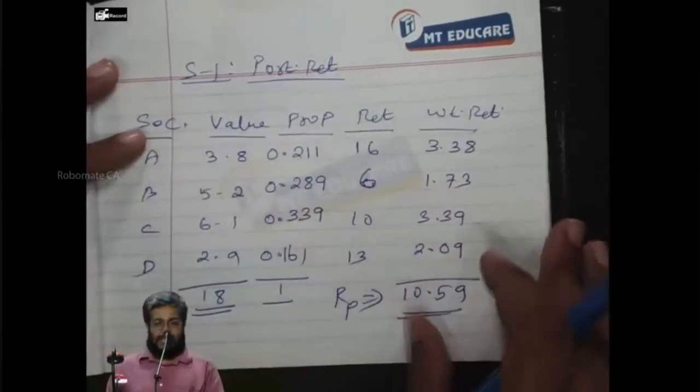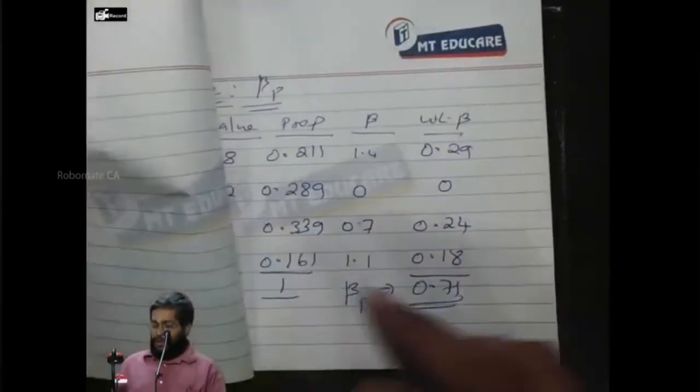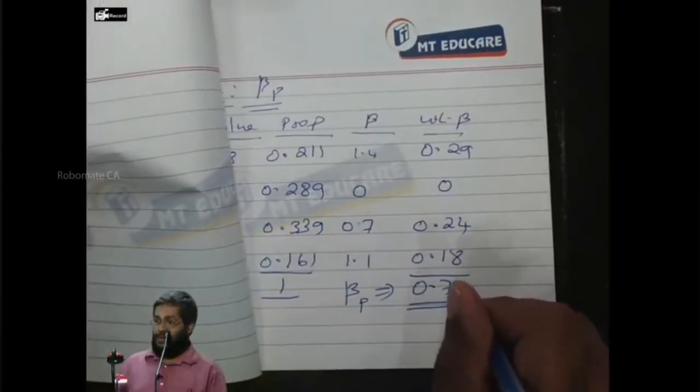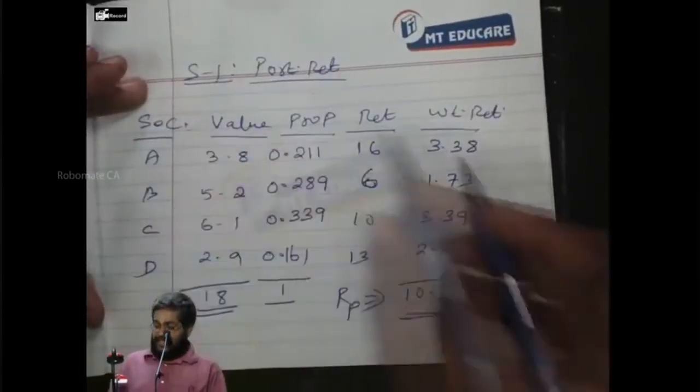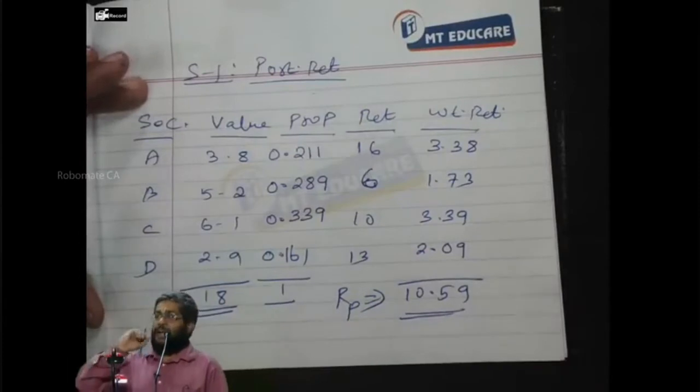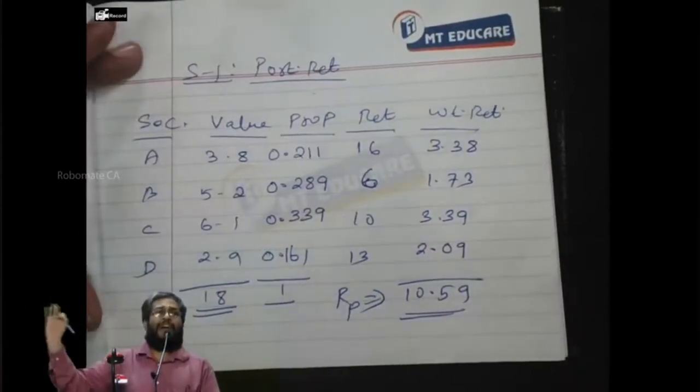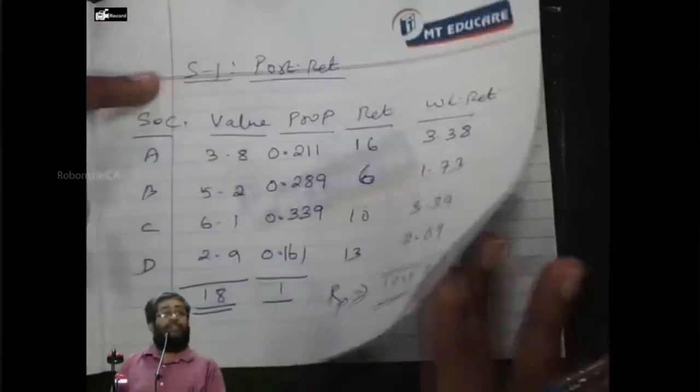Suppose there's a portfolio of A, B, C, D in this proportion. This portfolio has a risk of how much? 0.71 beta. It is giving a return of how much? 10.59. My question is, is 10.59 the correct return for a 0.71 risk? We have to check it.